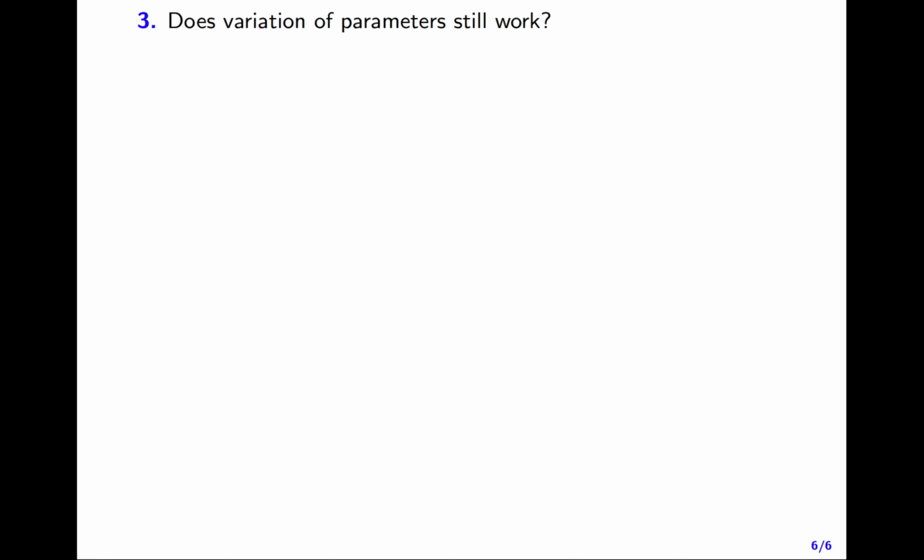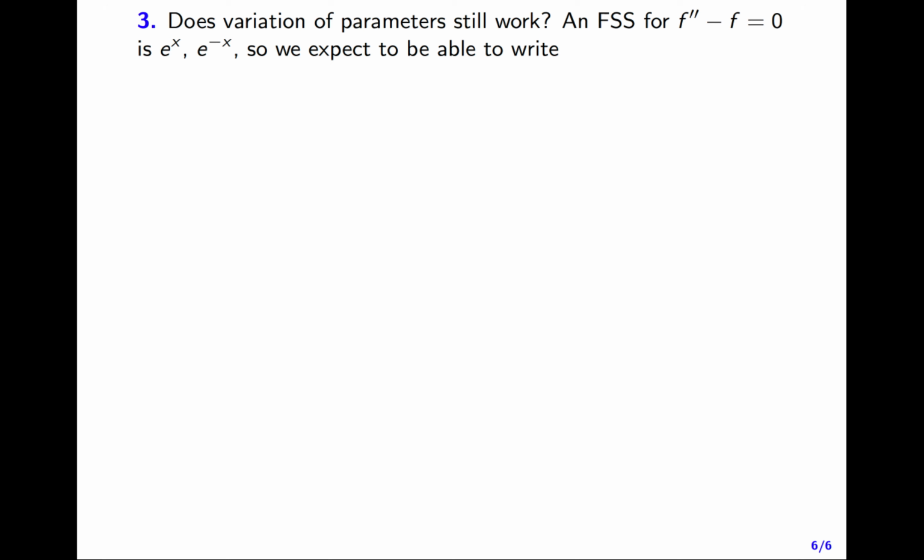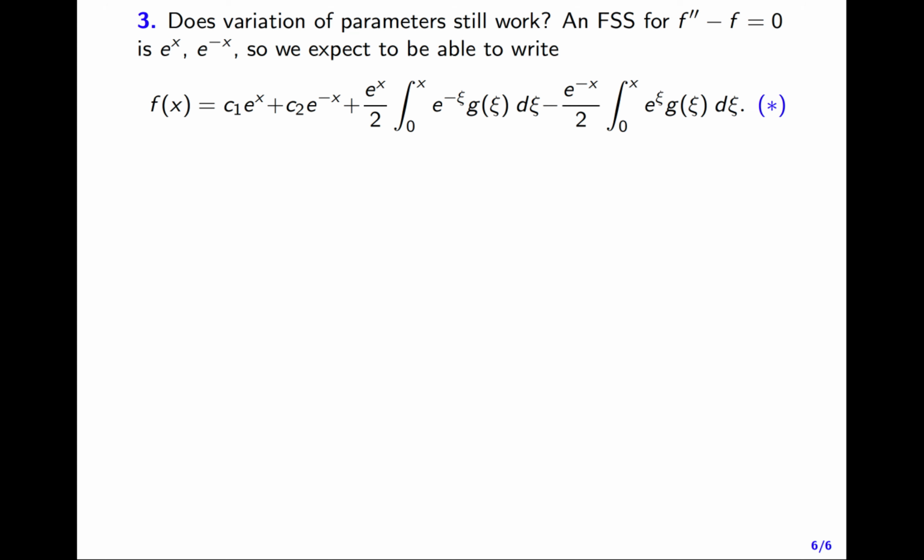And third, we know how to solve this problem in the first place using variation of parameters. Does variation of parameters still work here? Do we get the same variation of parameters solution with the Fourier transform? So, a fundamental solution set for our homogeneous problem, f double prime minus f, is e to the x and e to the minus x. So we should be able to write our solution in the following form.